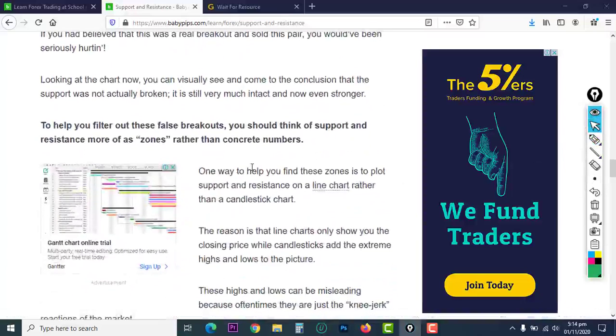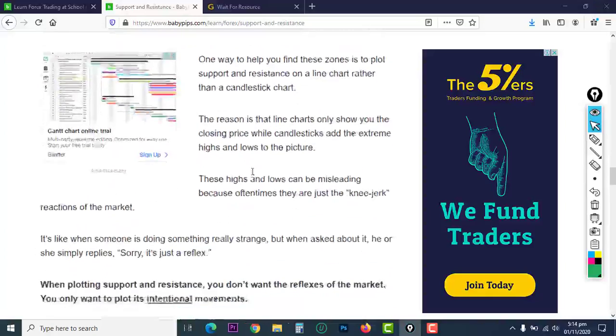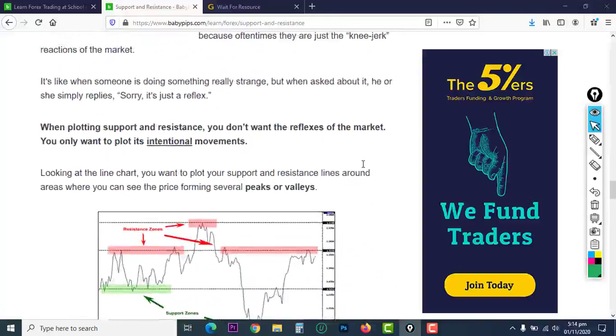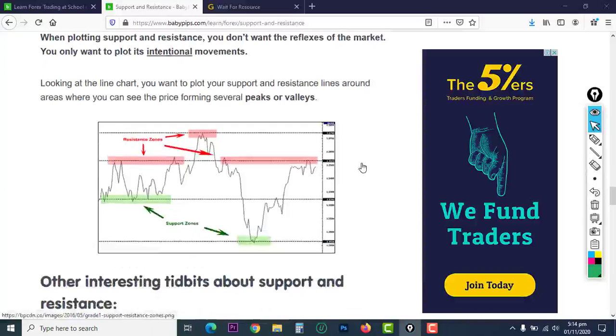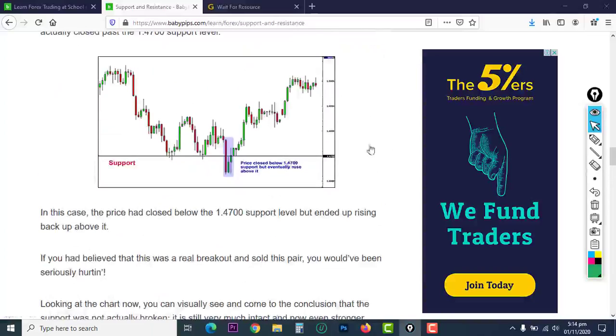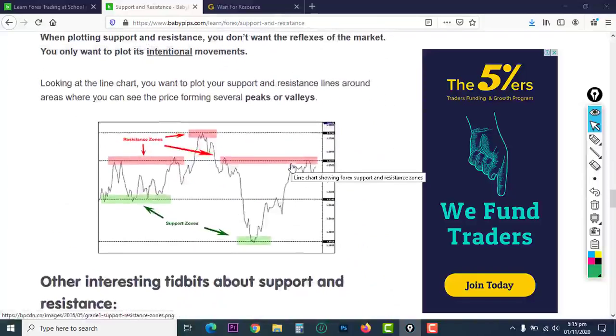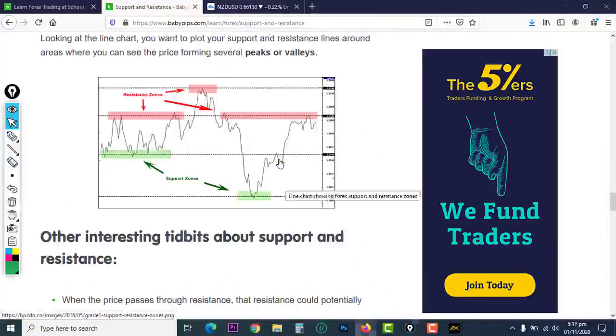This is not the in-depth discussion about support and resistance, this is just the basics, right? So understand that. Now, how do you plot your support and resistance level? It is actually better for you not to plot your support and resistance levels this way, unless you know how to really plot them. Now, I'm going to show you how to actually plot your support and resistance level.